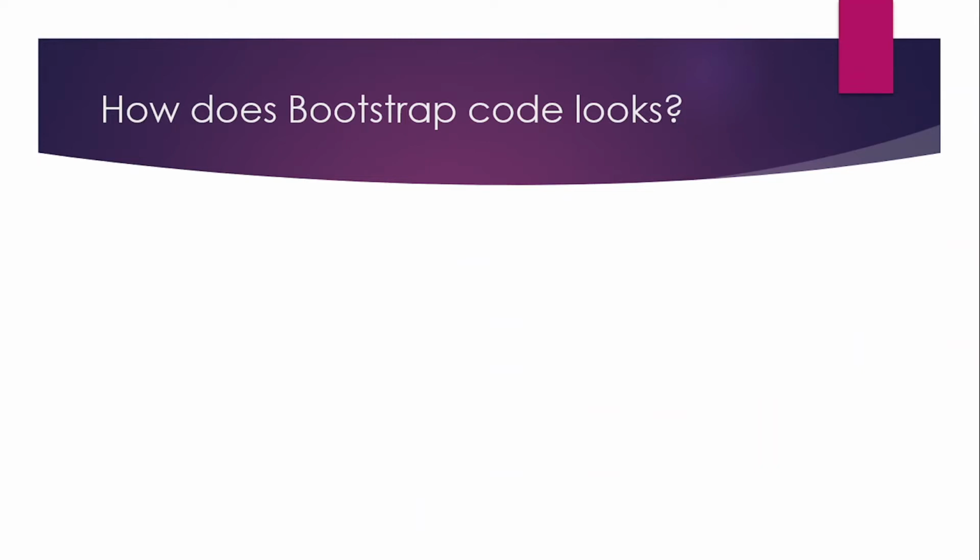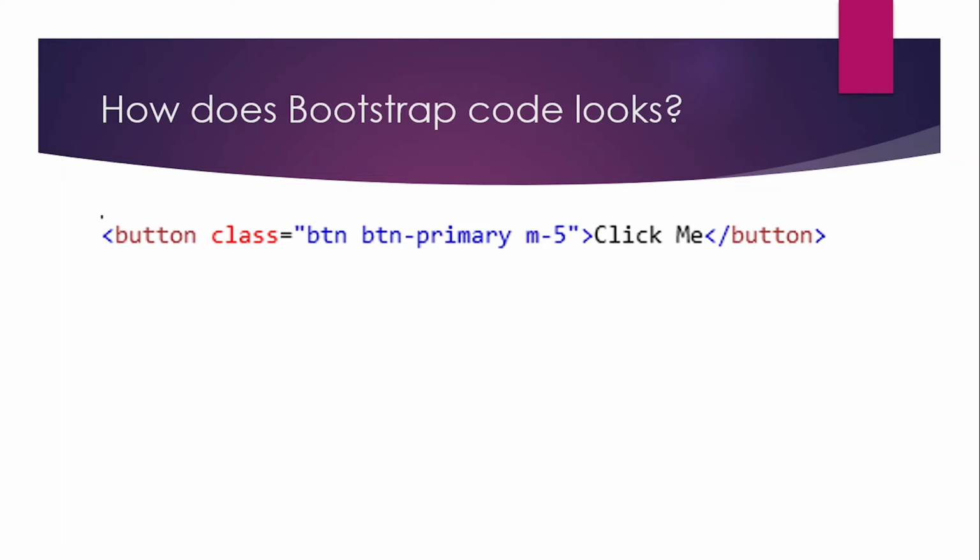How does Bootstrap code look? So the Bootstrap code looks like this. You can see that there is a button, then there is a class called btn, then there is one more class which is btn-primary, and then there is the third class which is margin 5, or m-5. So what all these classes are doing is actually styling a button. We don't have to style it ourselves, we don't have to write the code, we just call the classes and then that is applied to that button.